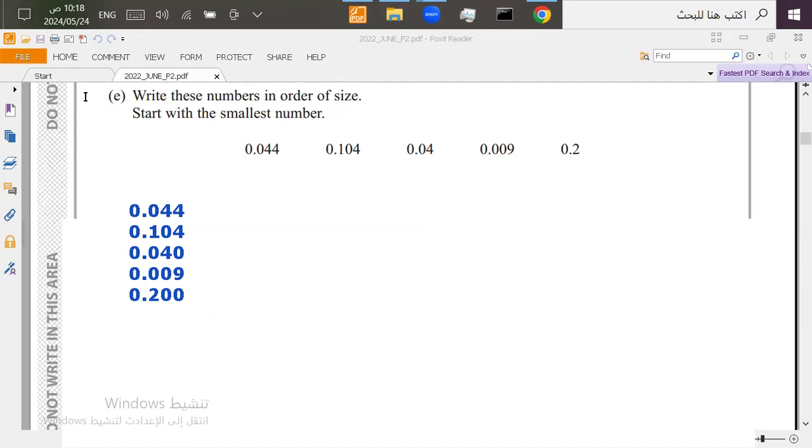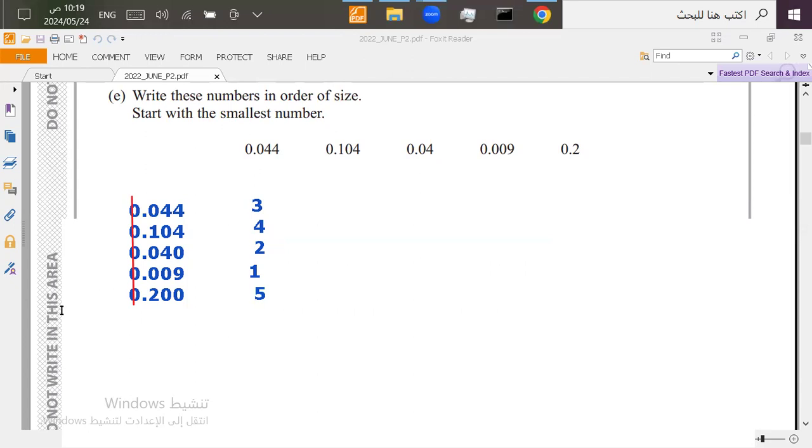Now, take a look at the first number before the decimal point. You'll find out it's the same, which means you can put a line through it and you don't need to use it. Now take a look at these numbers. You'll find out that you can read them like this: 44, 104, 49, 200. Now you can put them in order starting with the smallest number, which is the 9. So the 9 here is number 1. And then after 9, we have 40. After 40, we have 44. And then we have 104 and 200. This is how you put them in order using decimal points.